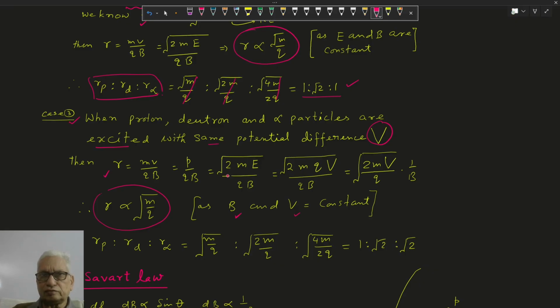So this is the ratio of Rp, proton, neutron and alpha particle: m by q, 2m by q, 4m by q. तो m by q cancel कर देंगे यहाँ पे. 1, root 2, and इसका 2 cancel होकर root 2. So this is the ratio. बहुत common question है, अक्सर आते हैं, तभी देखते.